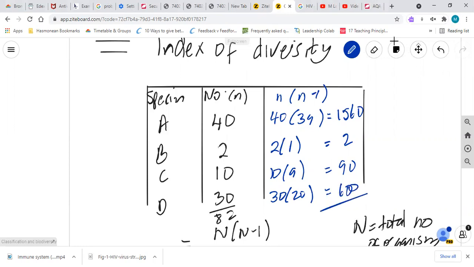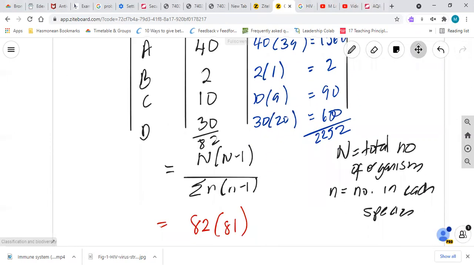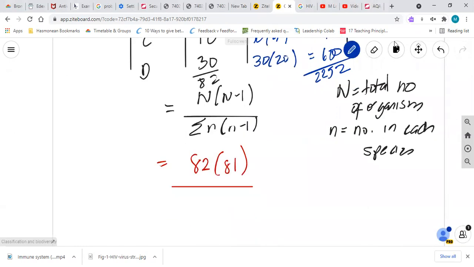Add them all up. Gives us 2,522. And that's the number that goes underneath over here. Put that into our calculator. And we get 2.95. And the bigger the number, the more diverse the area is.